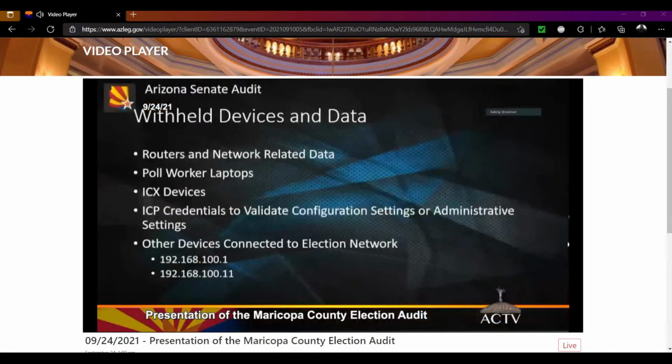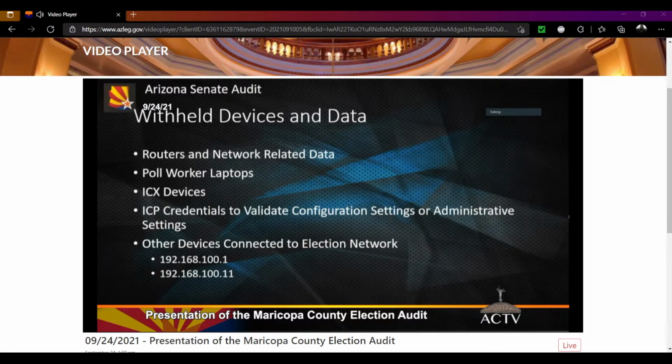So let's talk about the withheld devices for a moment here. As with any audit, access to information and the right information in a timely manner is absolutely critical to finding a complete result for an investigation. In the case of this audit, we were never provided access to the routers and network-related data. And that becomes very impactful when we start talking about validating and confirming unauthorized accesses to the election management system itself and to the other devices.